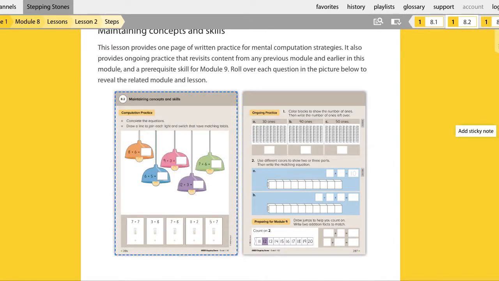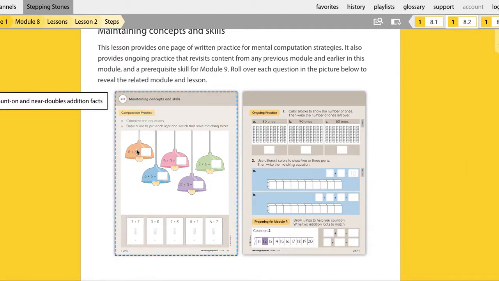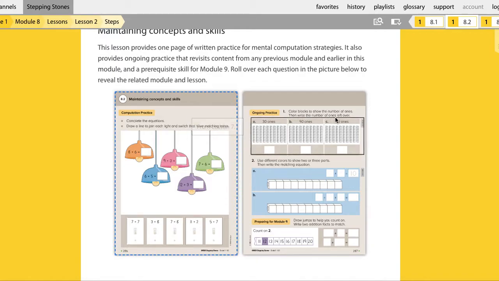Oh, I can't draw on this. Shoot. So this one's 14. So which one down here also equals 14? And then I would draw a line. All right, so that's this page. Over here we have color the blocks to show the numbers of ones, then write the number of ones left over. So 30 ones, how many would you color for 30? And then down here, how many did you not color? Remember, each of these is 10. So 10, 20, 30. You color 3, and then how many are left over?